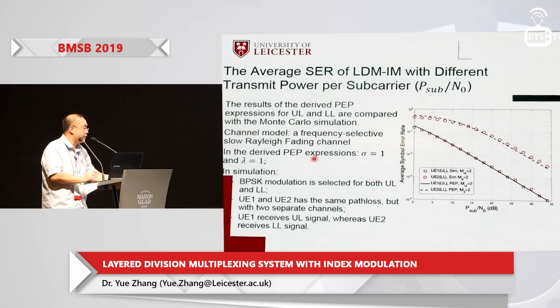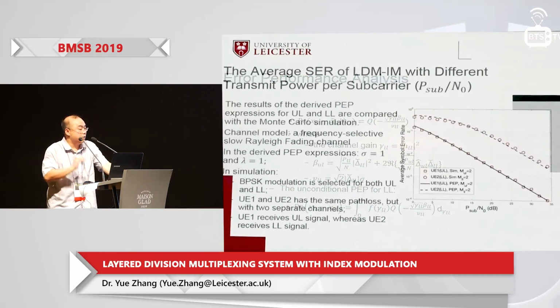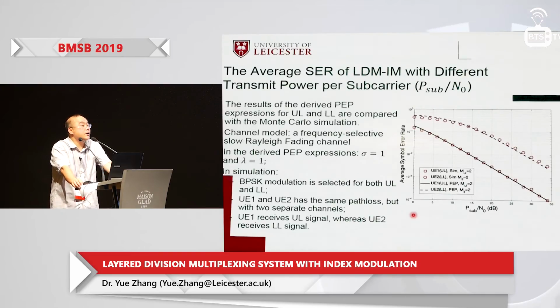So I want to talk about the simulation. With these two equations, we developed purely closed form expressions, so we have a closed form for the error performance of the LDM and the IM modulation. So how does the performance compare between the closed form theoretical result and the simulation result?